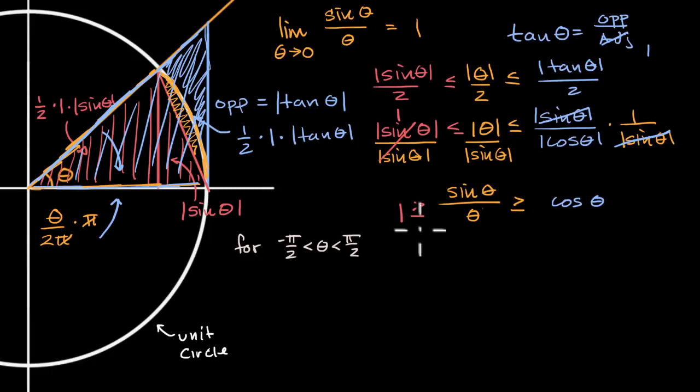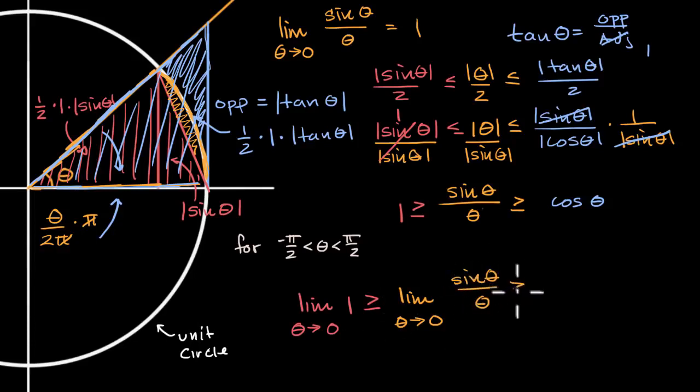So what we can say is, well, by the squeeze theorem or by the sandwich theorem, if this is true over the interval, then we also know that the following is true. And this we deserve a little bit of a drum roll. The limit as theta approaches 0 of this is going to be greater than or equal to the limit as theta approaches 0 of this, which is the one that we care about, sine of theta over theta, which is going to be greater than or equal to the limit as theta approaches 0 of this.